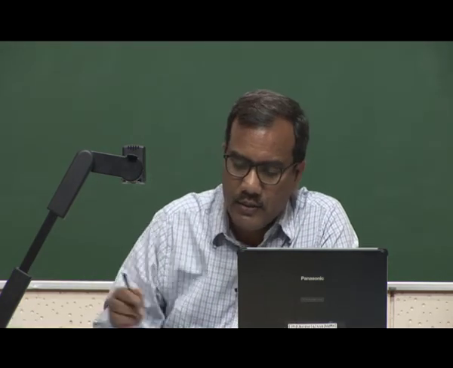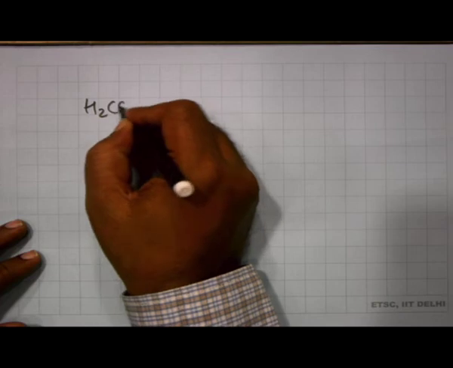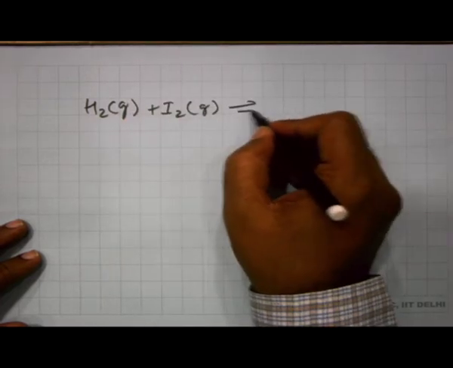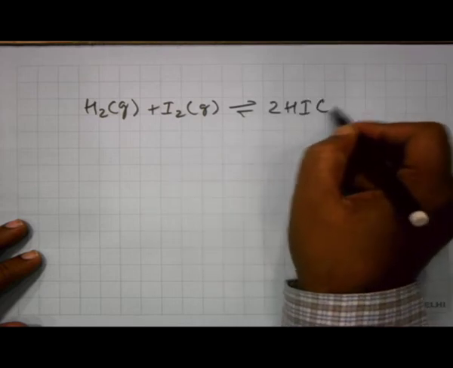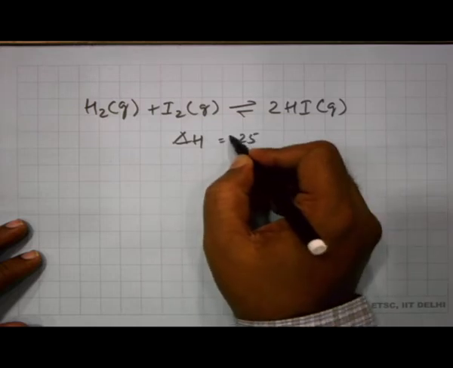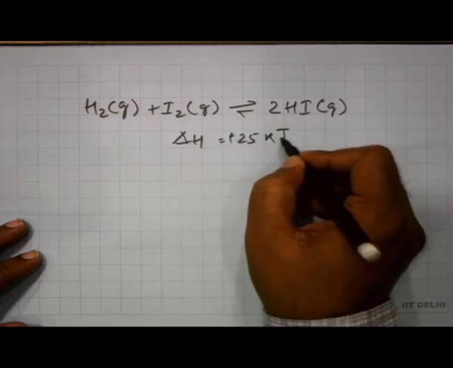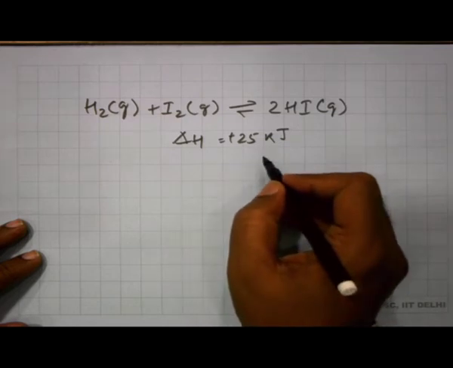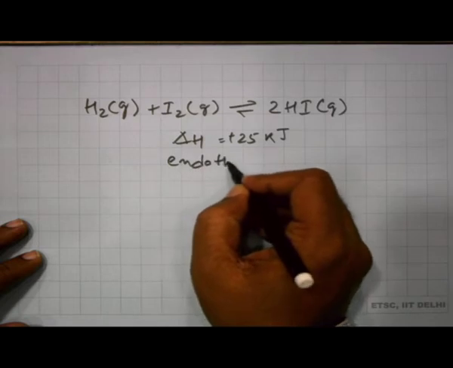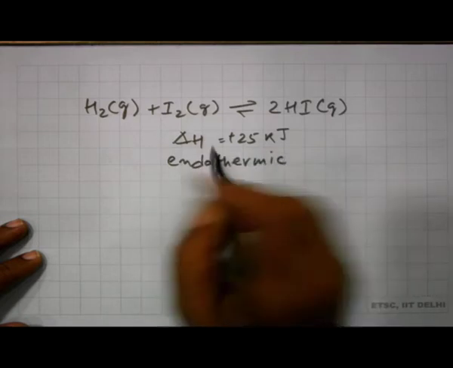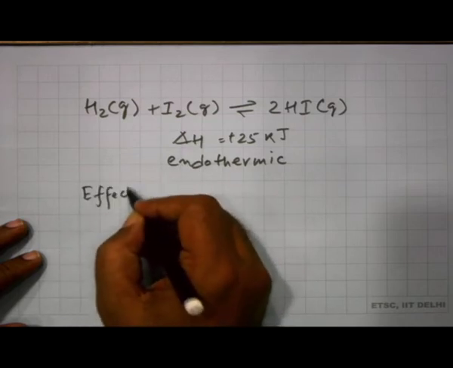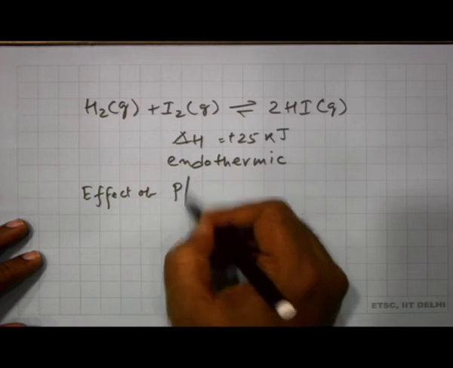Now, take another case, H2 gas plus I2 gas giving you 2 HI gas, and delta H is equal to plus 25 kilojoule. This is plus kilojoule. What that means is the reaction is endothermic. Suppose we are trying to look at the effect of pressure or volume.